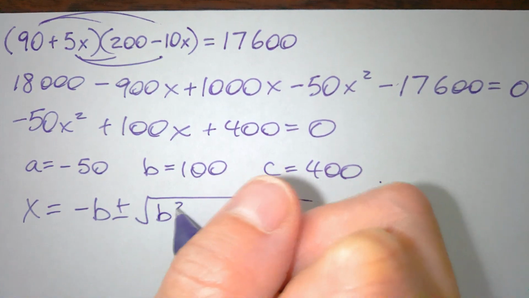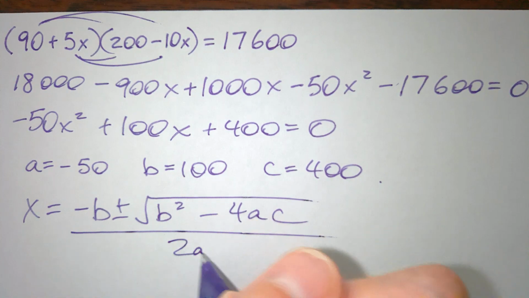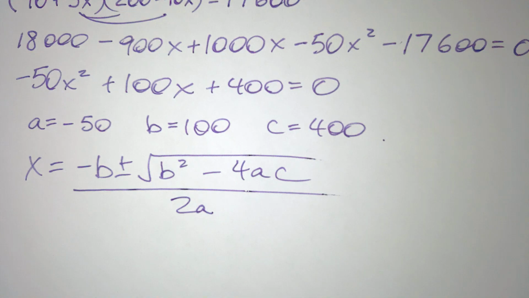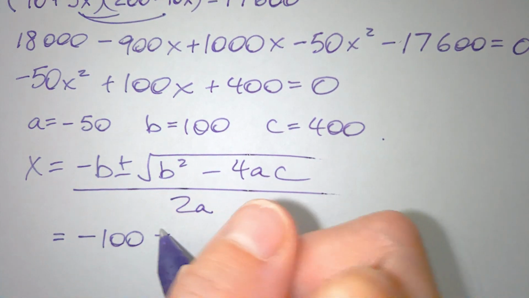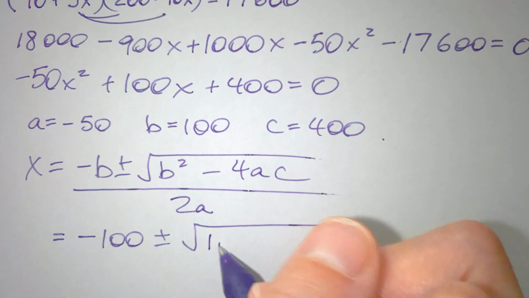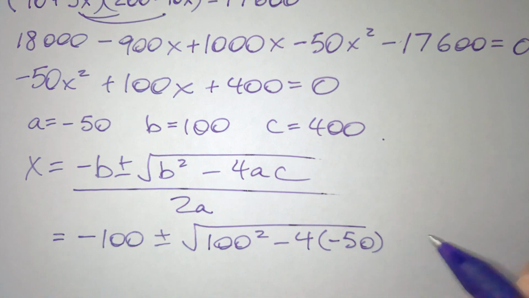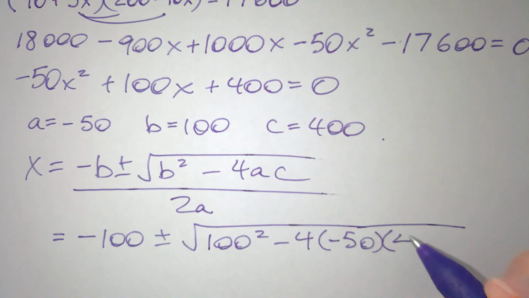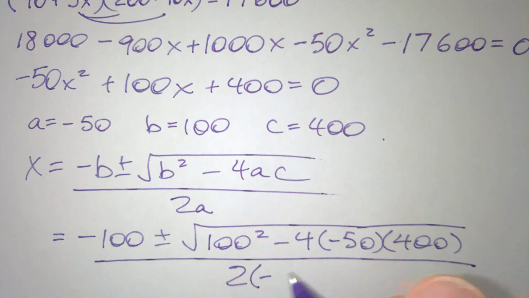That's why I say if you can memorize the formula, it's already at least 20 or 30% of the exam. Negative 100 plus or minus root 100 squared minus 4ac, all over 2 times a.